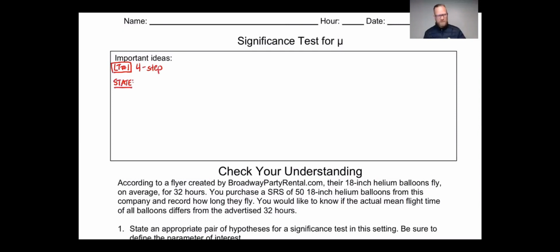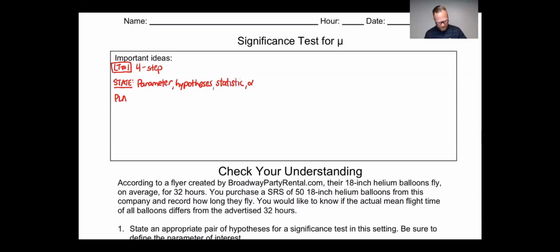And here is a list of the things that you need to make sure you include in the state. You want to have your parameter. You want to have your hypotheses. You want to have your statistic. And you want to have your significance level alpha.